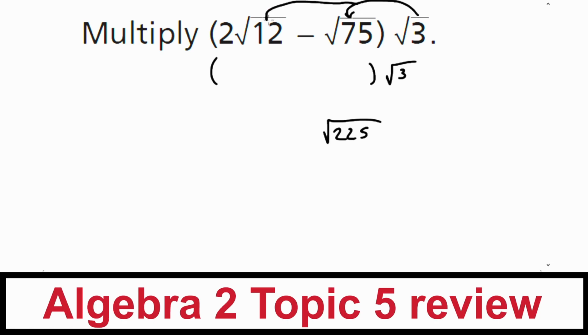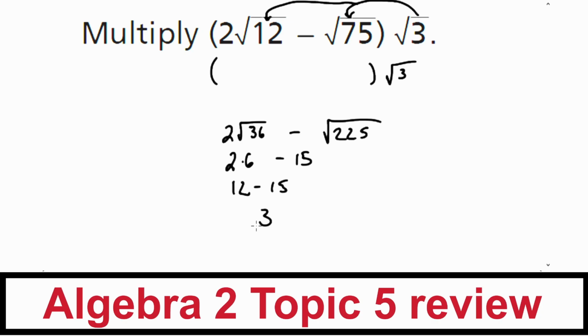And then if I do this here, this is going to give me 2 times the square root of 36, and I'm subtracting those. This is going to be 2 times 6 minus 15. This is 12 minus 15, which gives us -3.